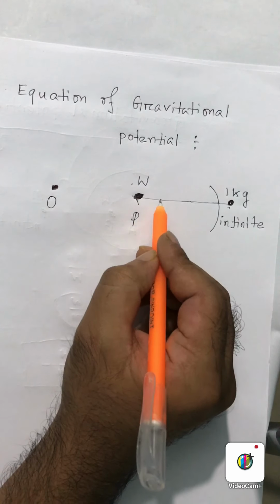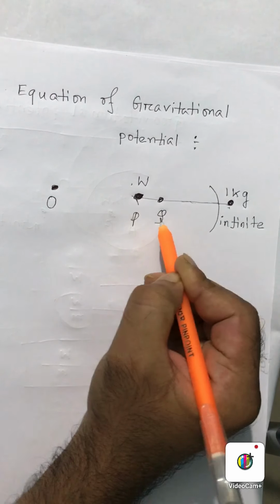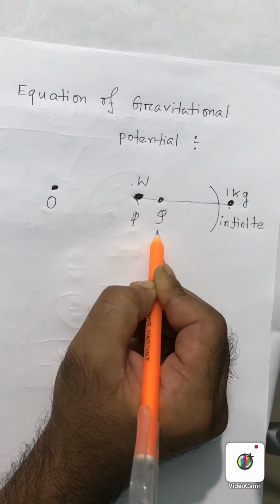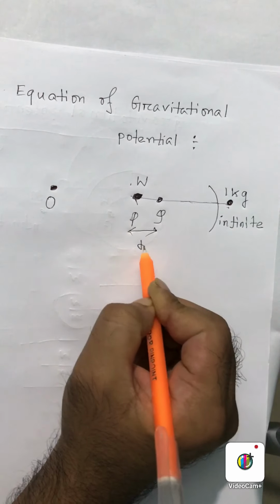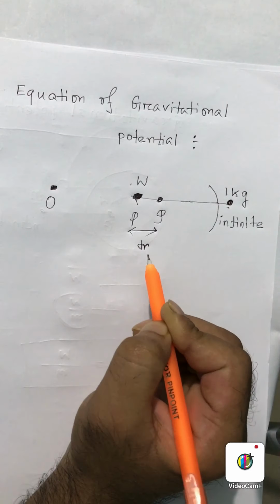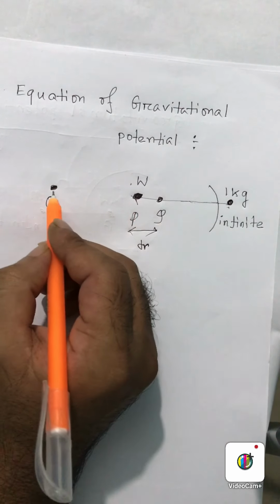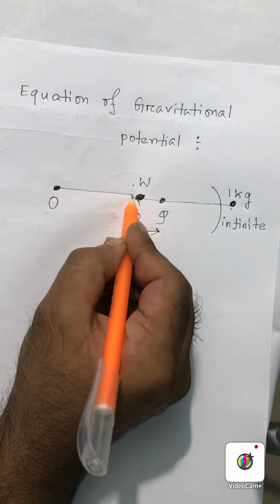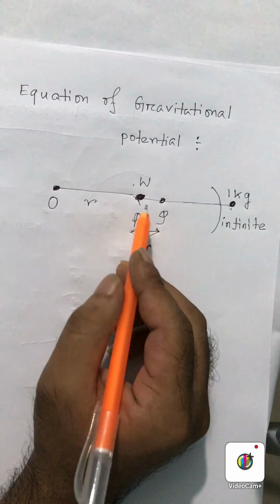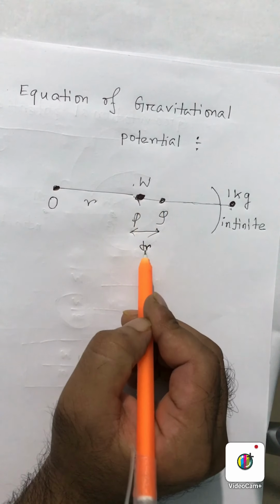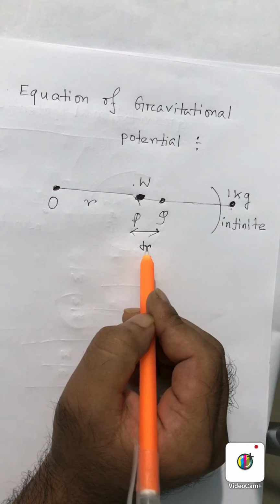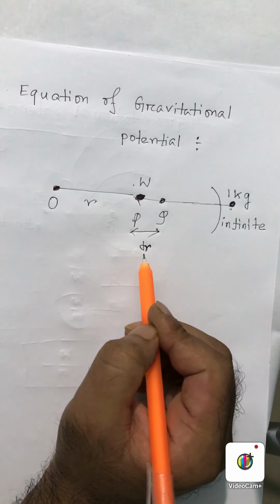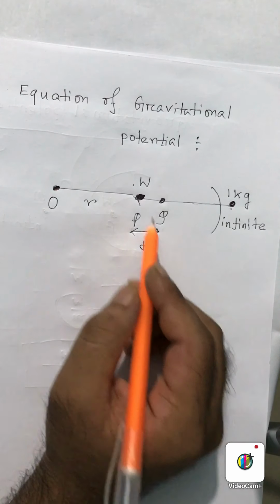Let us consider Q is another point, and Q to P is the small displacement. dr is the small displacement, the distance from O to P is r, and the distance between P and Q is very small. Consider the distance from Q to P as dr, which is very small.